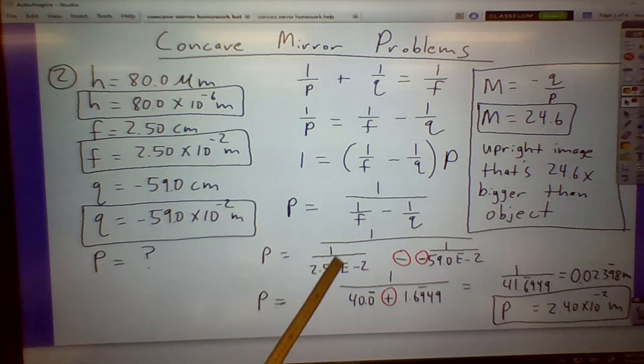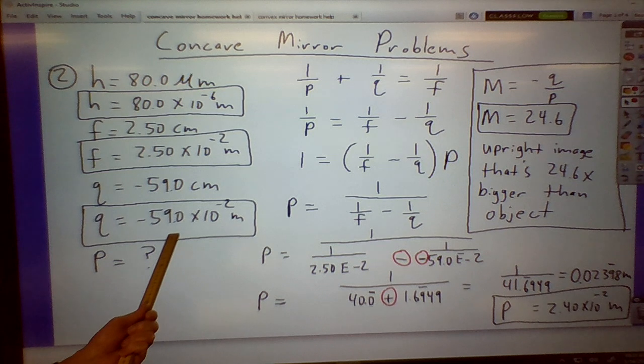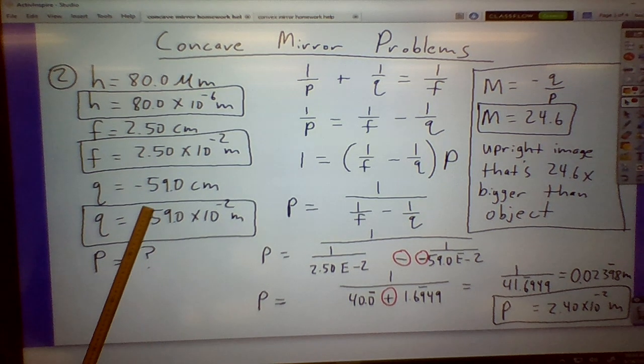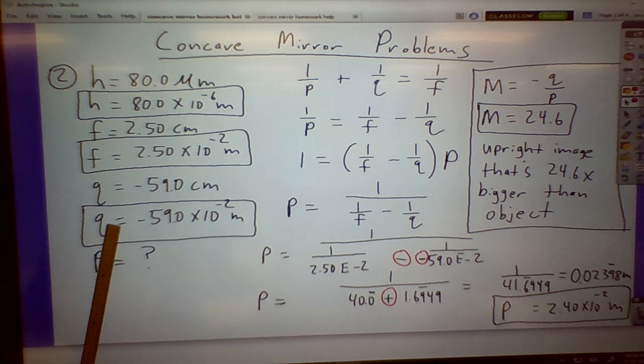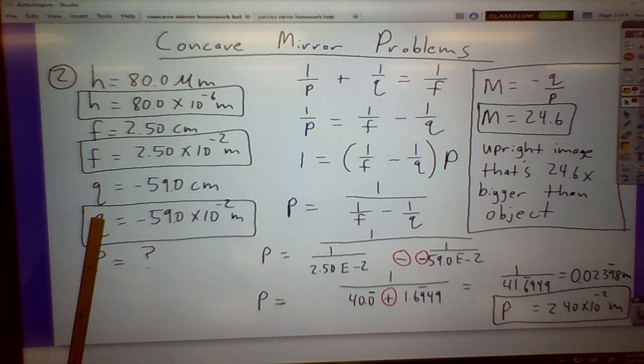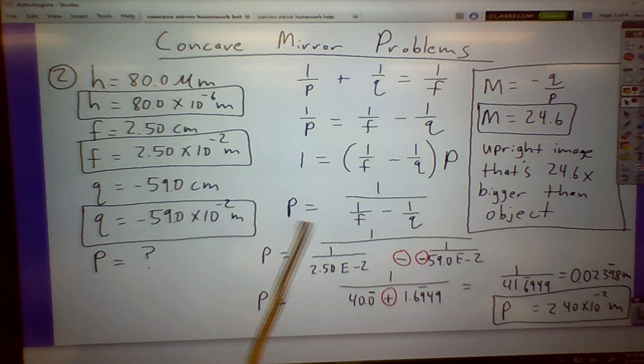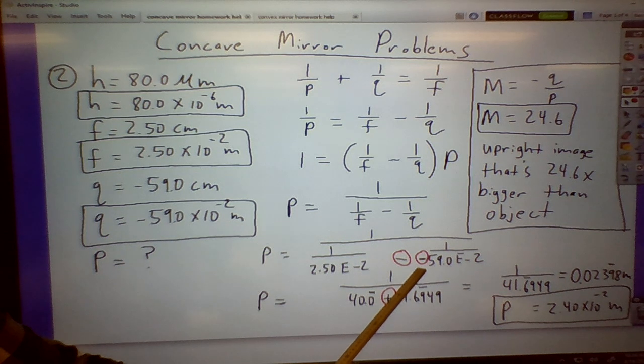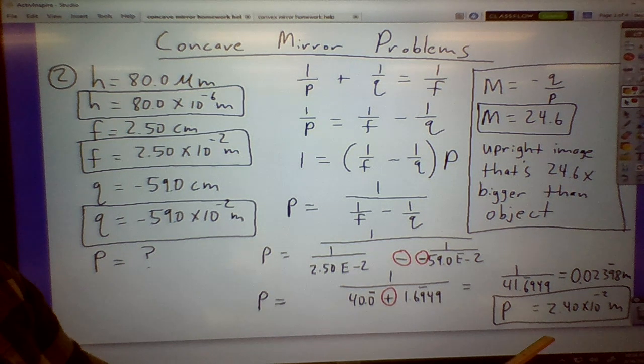By plugging in the numbers here, you can see that because we have a virtual image, they did tell us that Q was negative in the problem. That means that it's virtual, which means it's actually behind the mirror. We'll deal with that in a second. Plugging that in, we just have to be careful of our signs, and it results in the answer of 2.40 times 10 to the second meters.